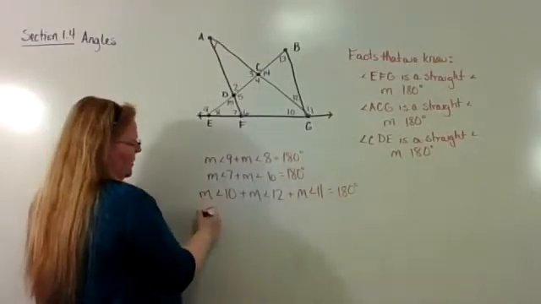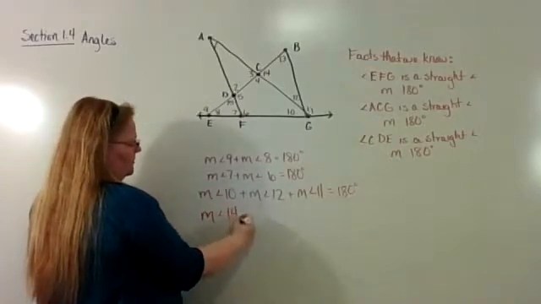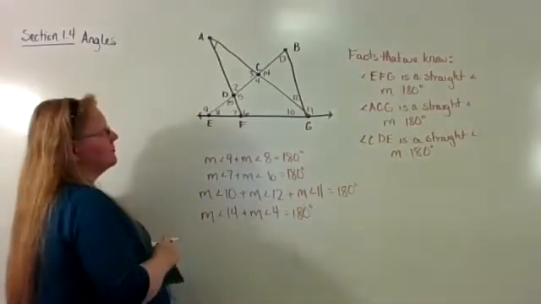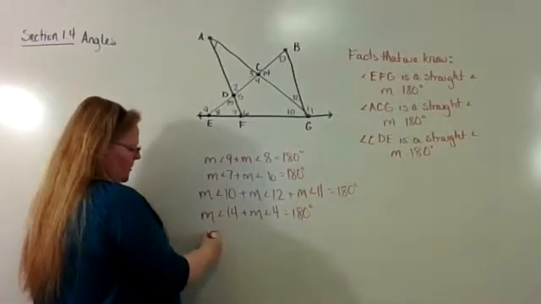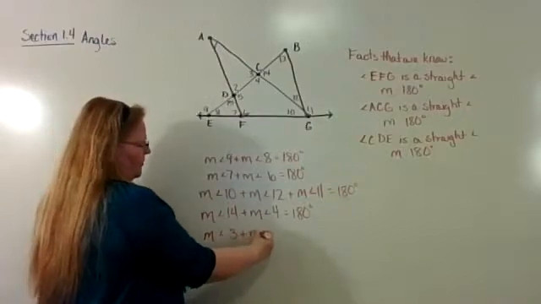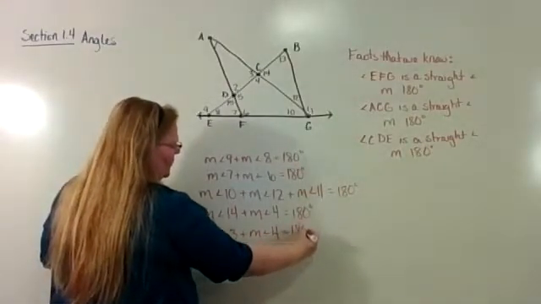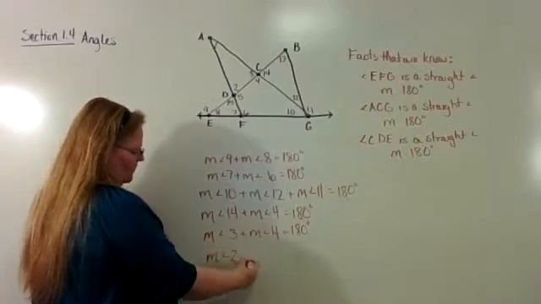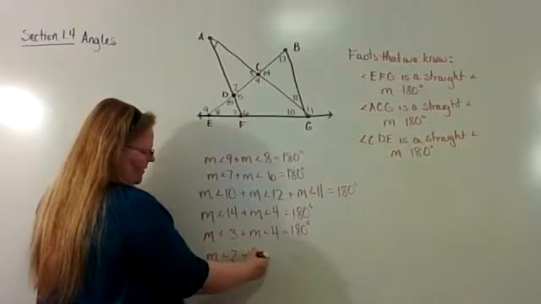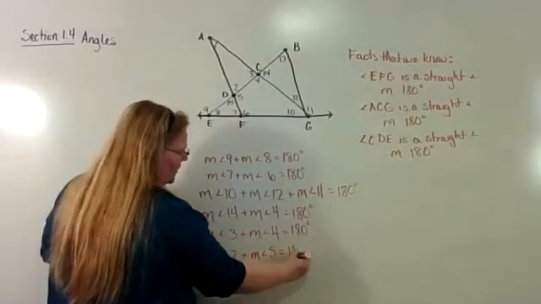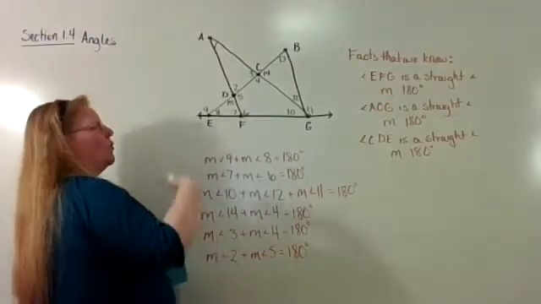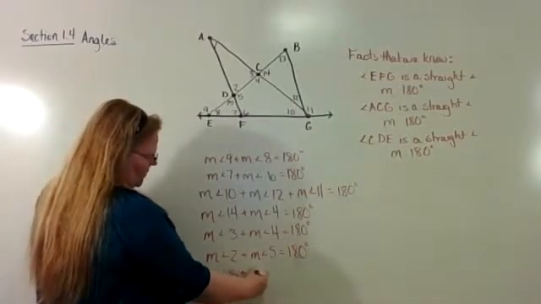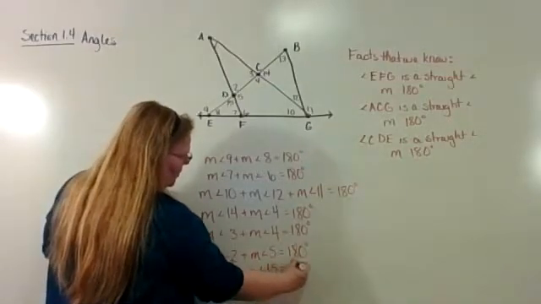We know that the measure of angle 14 plus the measure of angle 4 has to equal 180 degrees. We know that the measure of angle 3 plus the measure of angle 4 has to equal 180 degrees. We know that the measure of angle 2 plus the measure of angle 5 has to equal 180 degrees. We know that the measure of angle 5 plus the measure of angle 15 has to equal 180 degrees.